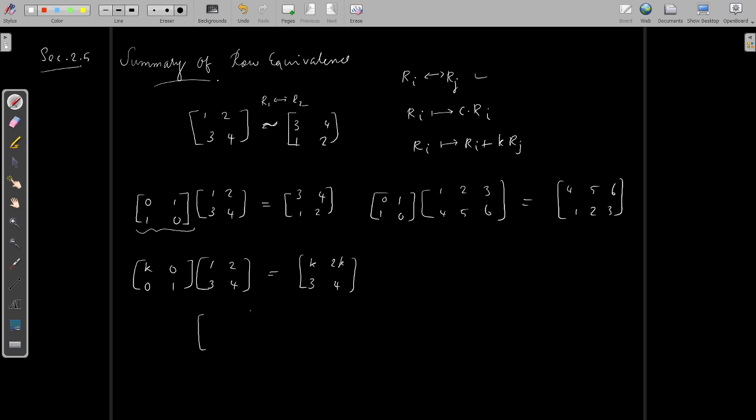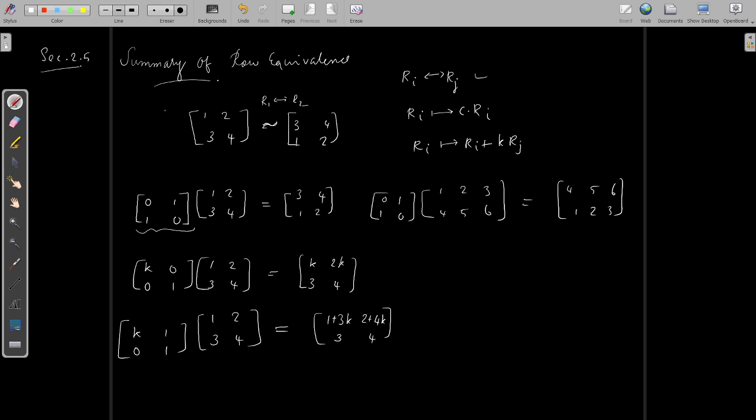Similarly, if you write 1 2 3 4 as a matrix, I'll write it as 1 plus 3k, and 2 plus 4k, and here we have 3 4. So I changed the first row as first row plus k times the second row. Can you make it equality? Yes, that is also possible. That is because of this matrix.